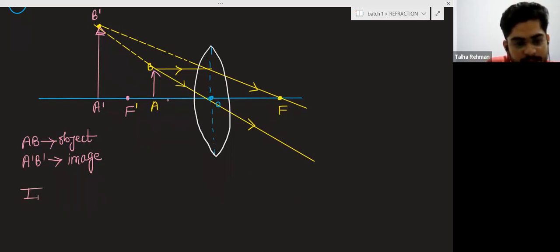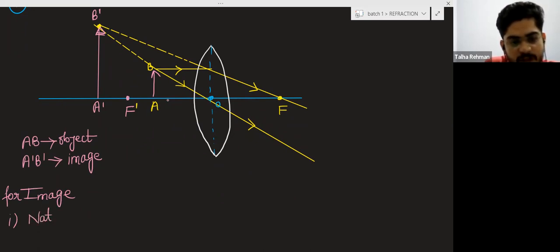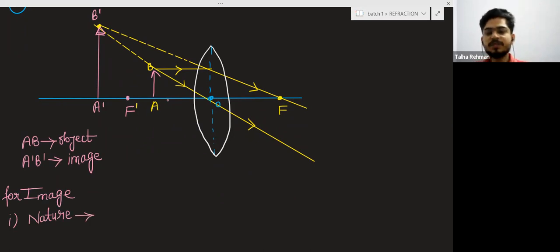Talking about the image, you can write for image. Number one, nature of image. What will be the nature of the image? Is this a virtual image or a real image?